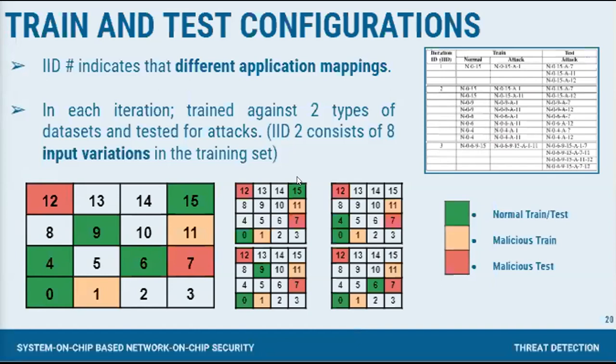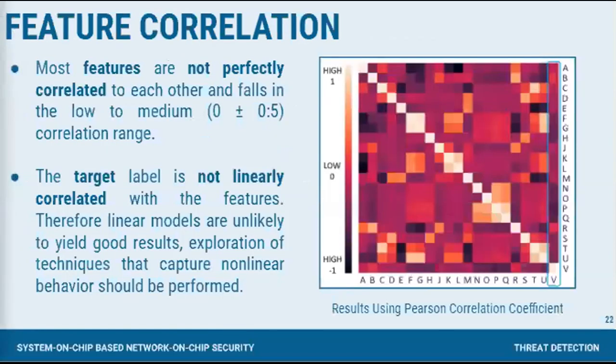Then we can map it to the test cases as well. So this is about training and testing configuration. And then, as I mentioned before, we have to do feature correlation to analyze whether we can go forward with a linear model or we need a non-linear model as well. As you can see in this image, there isn't a linear relationship between the features and the target variable, which is whether there's an attack or not.